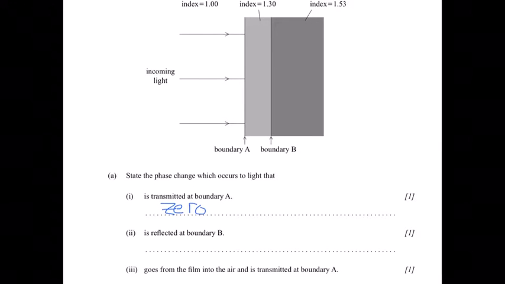However, for part 2, it's asking for the reflection, so light which is reflected off of this boundary. When we've got a reflection of less dense to more, boundary of less dense to more dense, we get a pi change, or a lambda over 2 phase change.